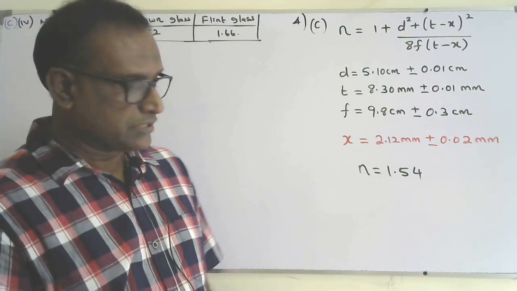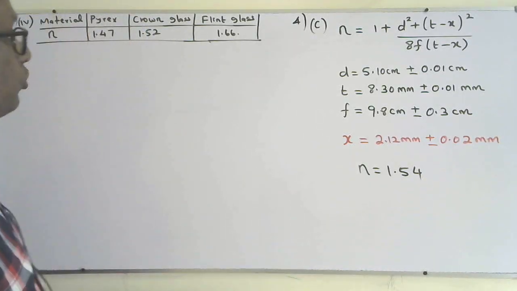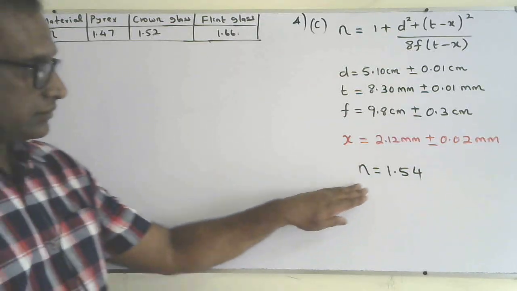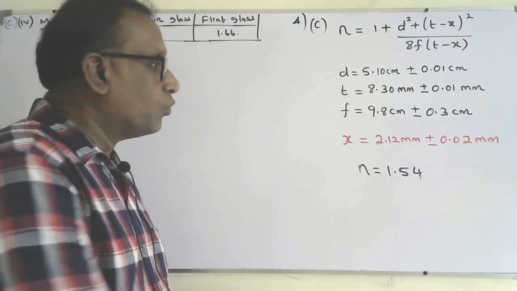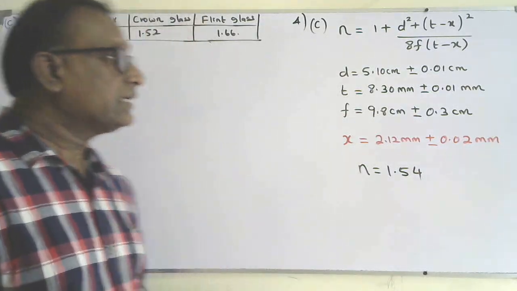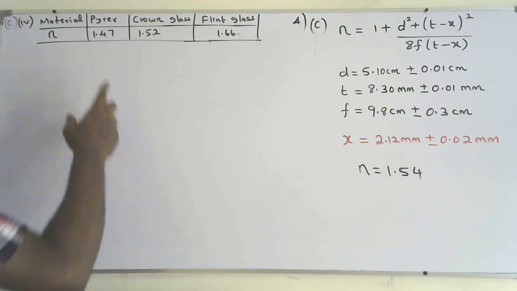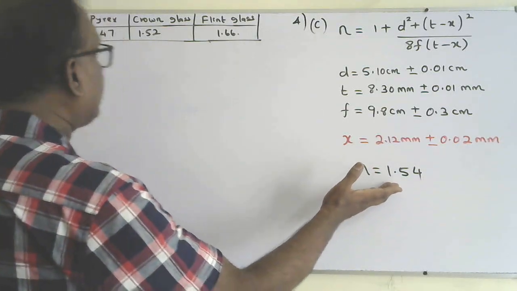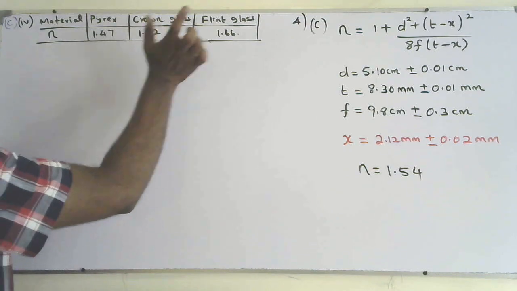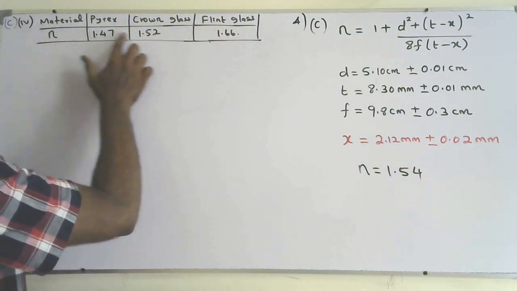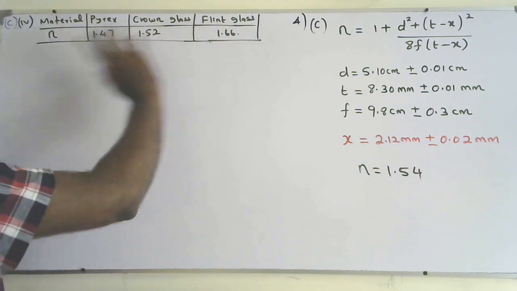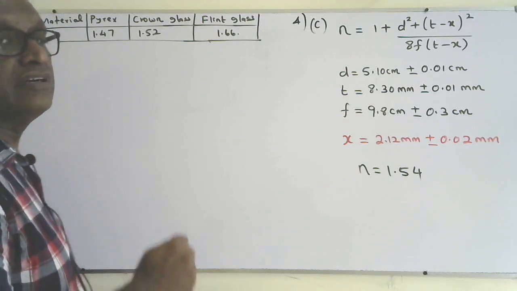Okay, so the last part of question number 4, we got the refractive index already, 1.54, but we need to identify whether this material is made of Pyrex or crown glass or flint glass. The standard values of their refractive indexes are given. We need to give the final conclusion.